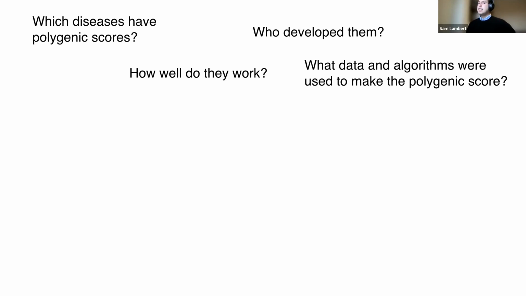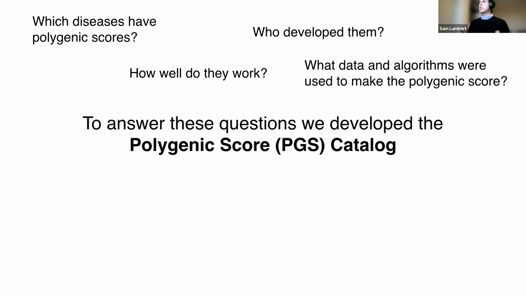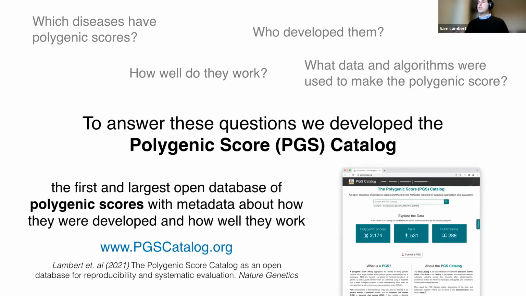This information didn't exist, so part of my research was to answer these questions and develop a resource where people, mainly researchers and clinicians who might want to use these in clinical practice, could look at the data. This database is the Polygenic Score Catalog, the first and largest database of polygenic scores developed all around the world by lots of different researchers. We present them in the database so that people can use them in their own research data and study how they were developed and how well they work.